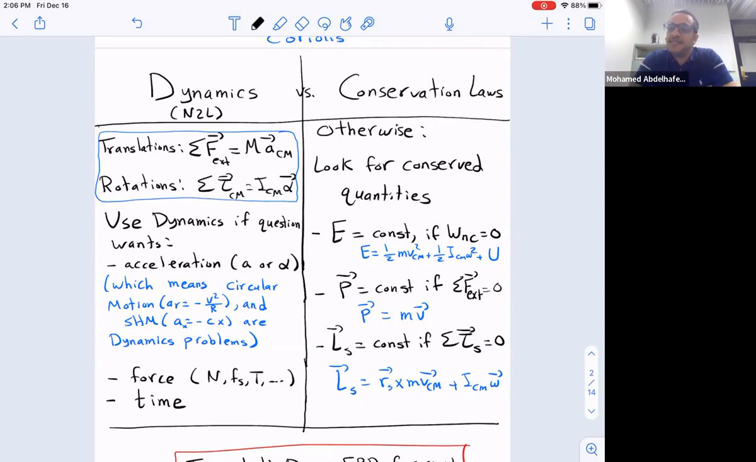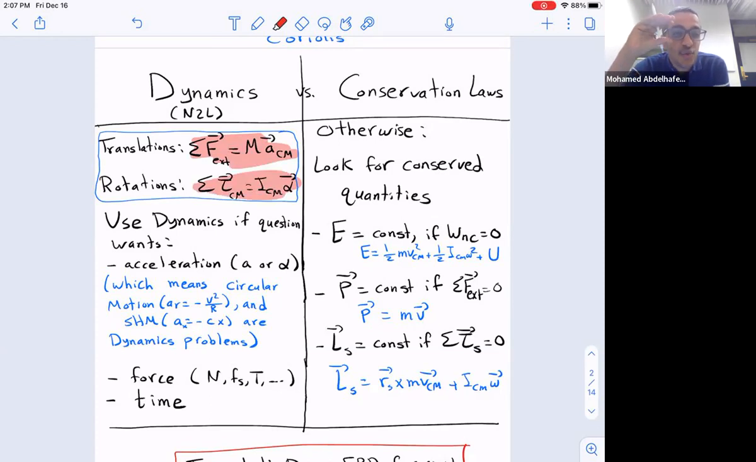So in any problem that you see, I want you to start by asking yourself the question of, is this a dynamics problem or is this a conservation law problem? So let's talk a little bit about how we know whether we're doing dynamics or not. Dynamics means, as I have it here, F equals ma for translations, and torque equals I alpha for rotation. These together are Newton's second law, which is dynamics.